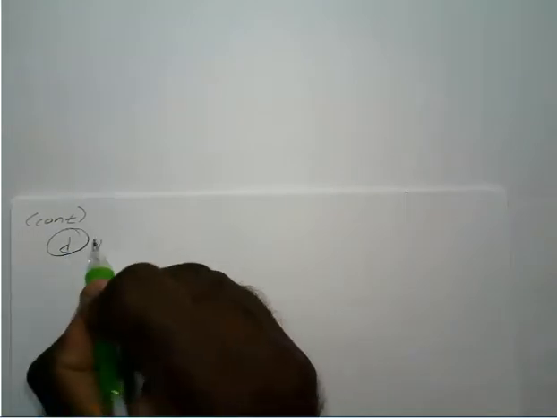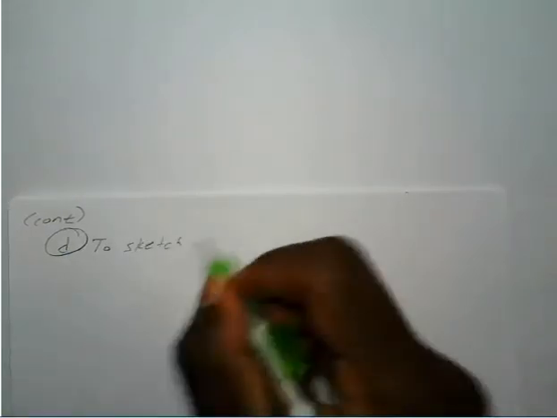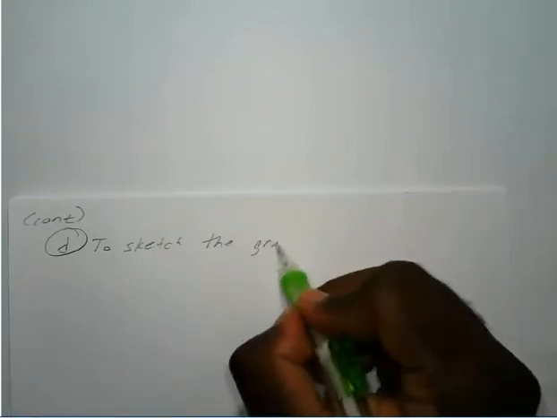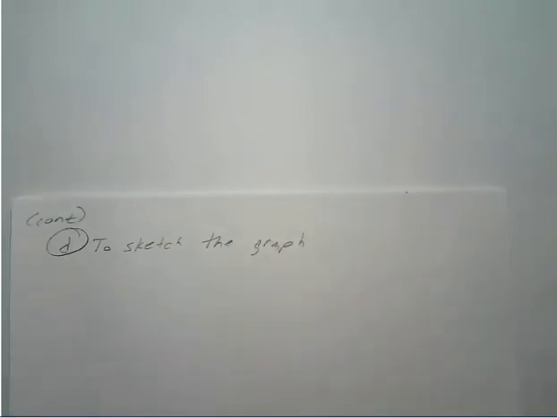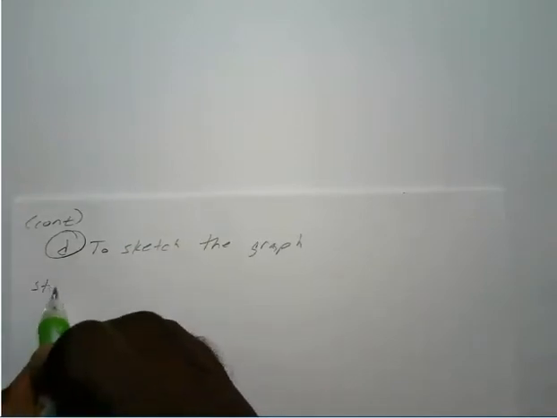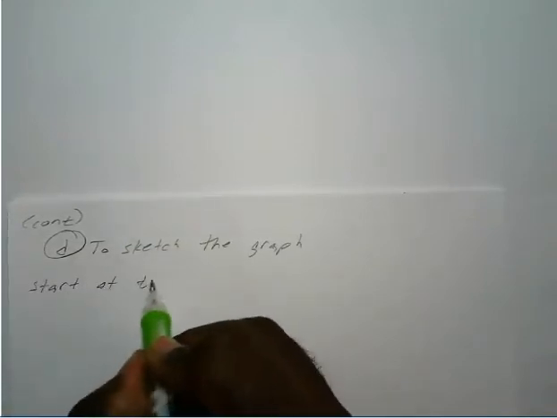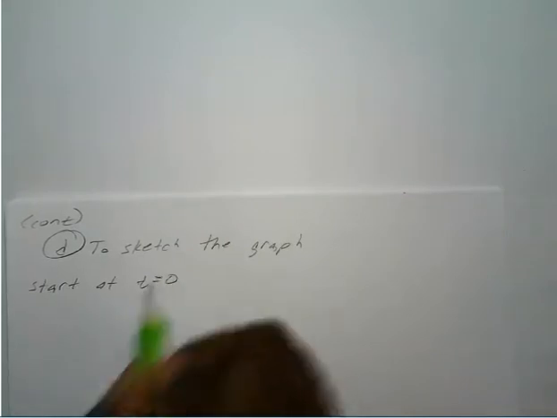Okay, so part D. Now we're just going to sketch the path of the particle along that coordinate axis. To sketch the graph, we need our points where the velocity is 0, but we know that the time is greater than 0. So we're going to start at t equals 0.